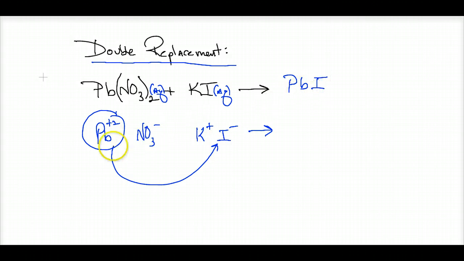Make sure we write correct chemical formulas. Lead is plus 2, iodine is negative 1, so you'll need 2 of those. And of course, you're going to make KNO3, so I'm just switching the partners, okay?